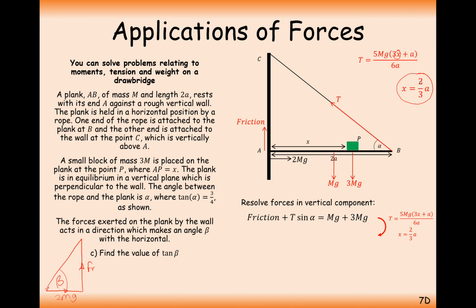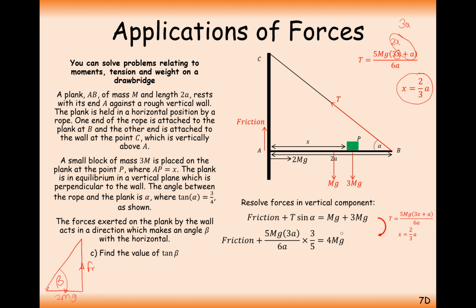If we have 3 times 2 over 3a, this whole component here is going to simplify to 2a, so this whole part inside the bracket will actually all simplify to 3a. So watch 3a appear in this formula here. It's going to be 5mg times 3a all over 6a times sine alpha. And remember from before, sine of alpha was 3 over 5. And then we'll have plus friction on the left-hand side and simplifying the mg plus 3mg to 4mg on the right-hand side.